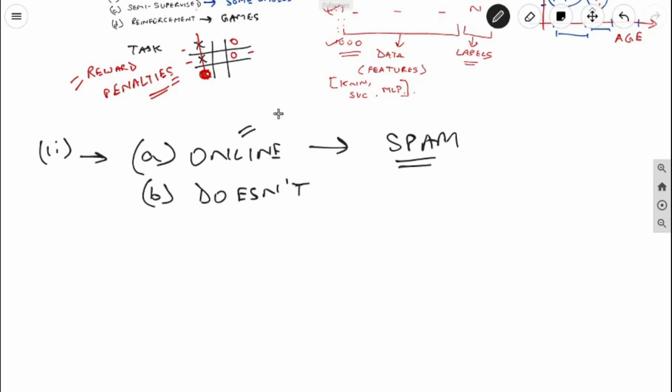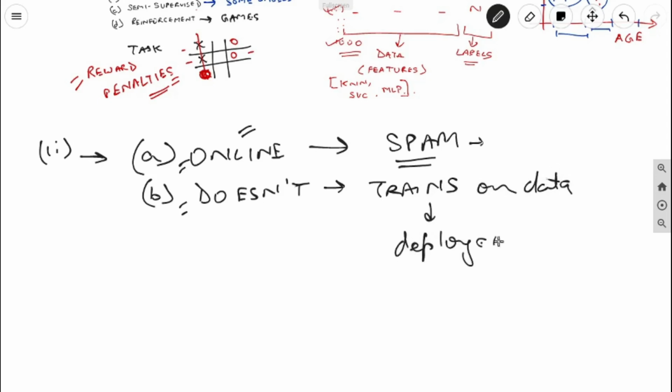If the algorithm does not learn online, it will let the rest of the mails go through, and the accuracy of the program decreases. If it can learn online, then while it is already deployed in real life, it can still keep on learning and improving itself. That is how online learning works. If it doesn't work online, that is simple. It trains on specific data and then is deployed in real life. After deployment, it does not learn any further. That is when the machine learning algorithm does not learn online.